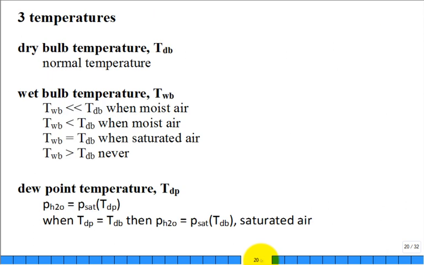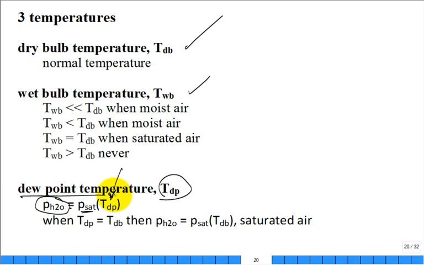Three temperatures. What were the three temperatures? Dry bulb, easy. Wet bulb, okay, I'm thinking of that thing, the psychrometer. I'm thinking of evaporation, cooling, evaporative cooling. And dew point, I have a lot of experience with it, but sometimes it's tricky to work with. So think about this as, let me see, the partial pressure of the water vapor is equal to the saturation pressure at that dew point temperature.